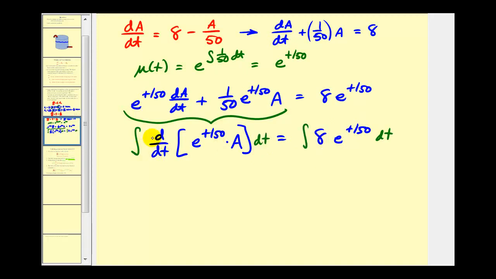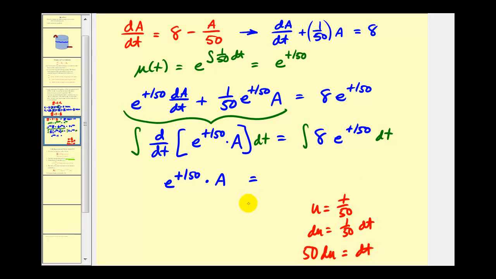On the left side, the derivative and integral undo each other, so we're left with the exponential times A must equal, over here we have to integrate using u substitution. So notice here if we let u equal t/50, then du is equal to 1/50 dt, so that means 50 du is equal to dt. So when performing the substitution, we're going to have an extra factor of 50. So the antiderivative will be 8 times 50 times e^u, or e^(t/50), and then of course plus our constant of integration.